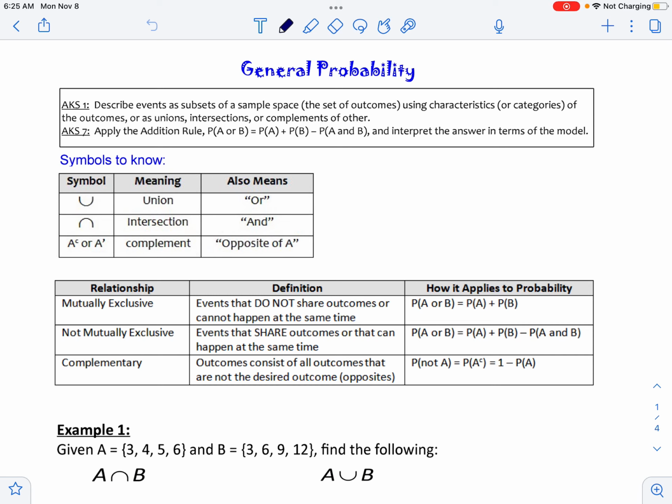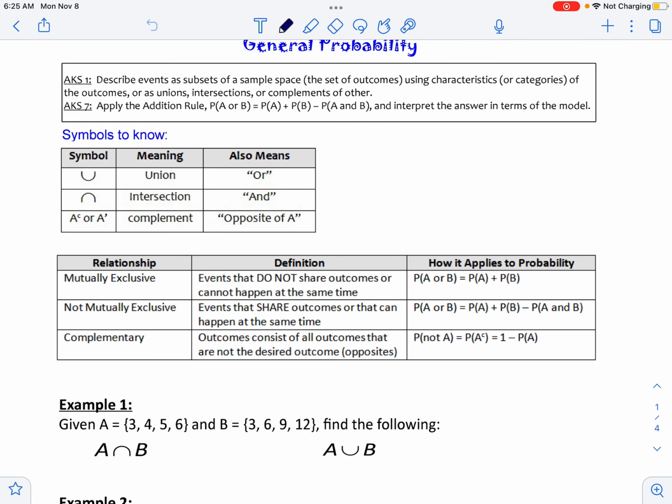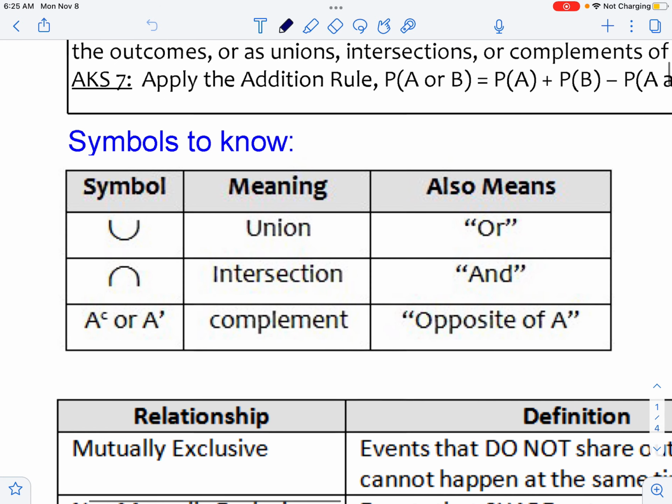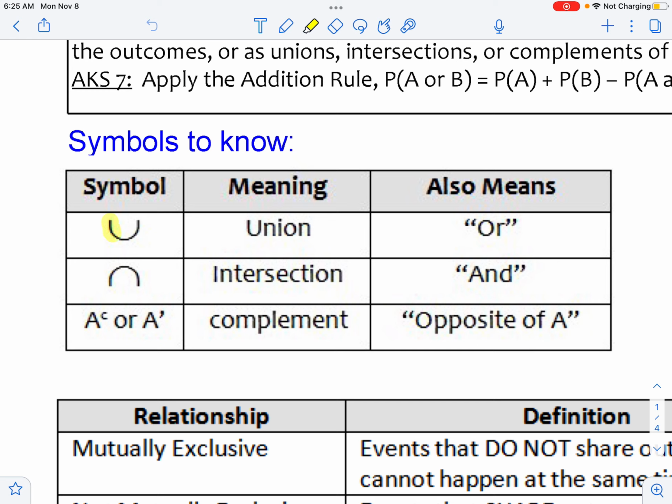Hey guys, today we're starting the last unit of geometry, which is probability. Before we get started, let's go over a few symbols that are important to know. The first one is this U shape, and that means union, and it stands for "or." Then we have the opposite of the U shape, which stands for intersection, and it means "and."